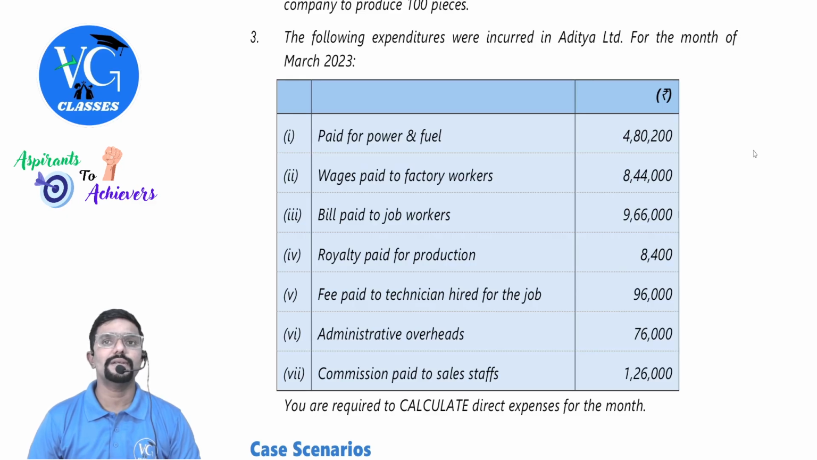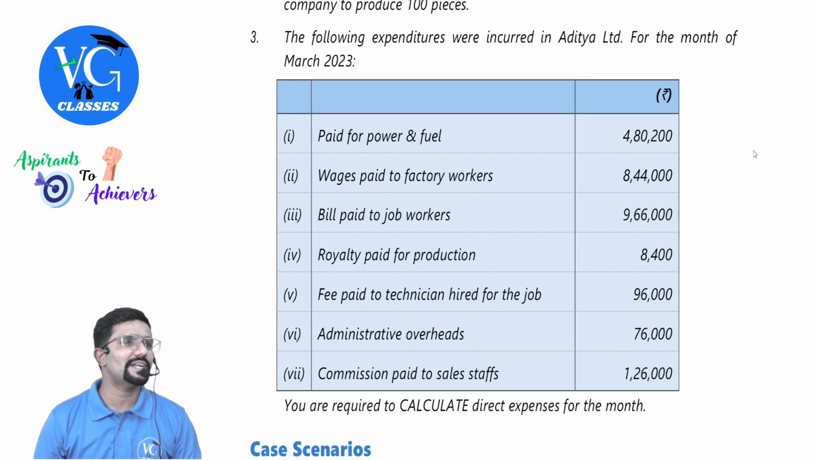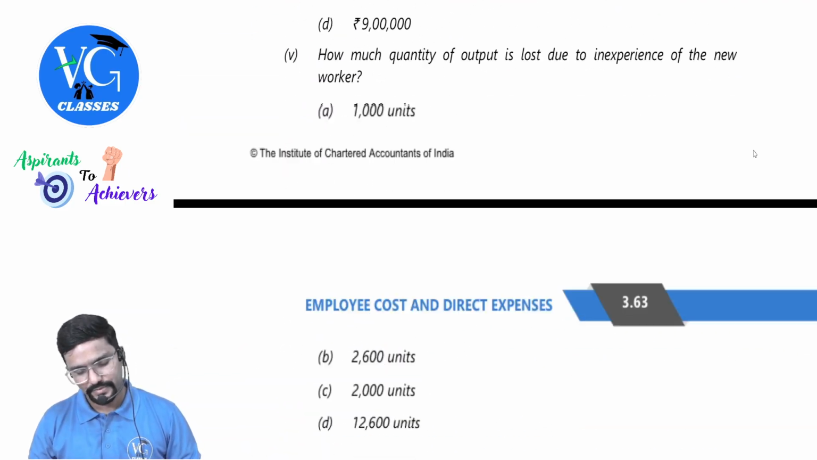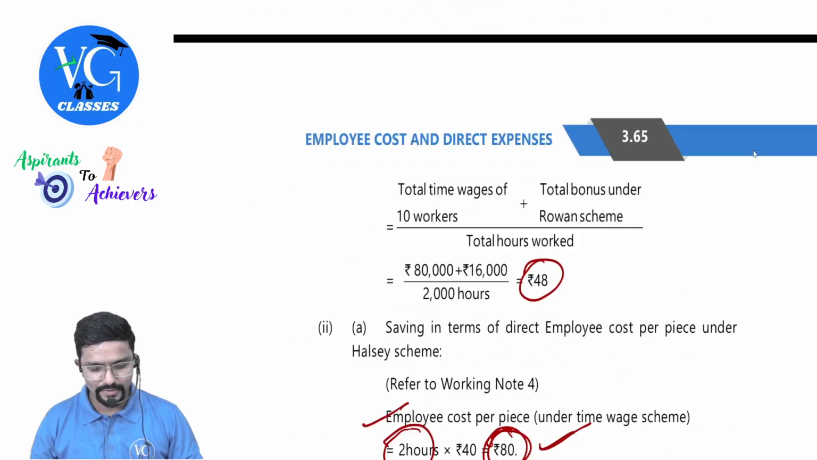Administrative overhead 76,000. Commission paid to sales staff, that is who are working in the sales department, 1,26,000. You are required to calculate direct expenses for the month, guys. That is other than material and labor. Anyway, here material and labor nothing is given. So you need to identify which are the other direct expenses and which is indirect. You are supposed to calculate how much is the direct expenses, guys. Come to the solution.